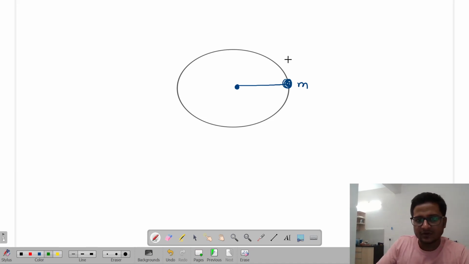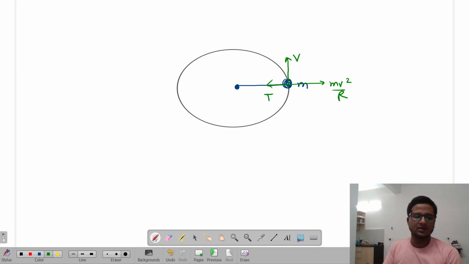It has a velocity v right now. I asked, at this time the tension was exactly mv square by r, right? Now look carefully, so basically this tension T is exactly equal to mv square by r at this instant of time.